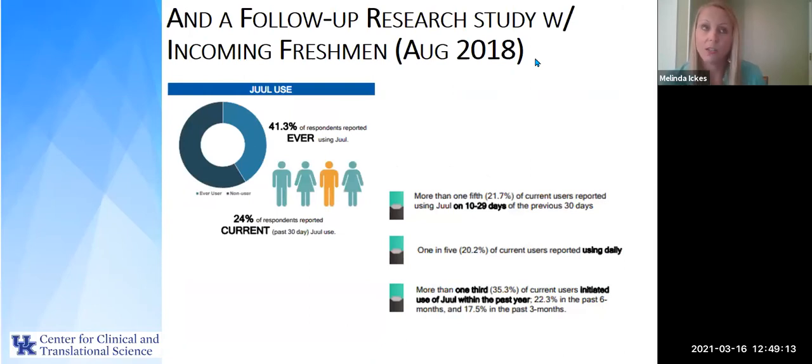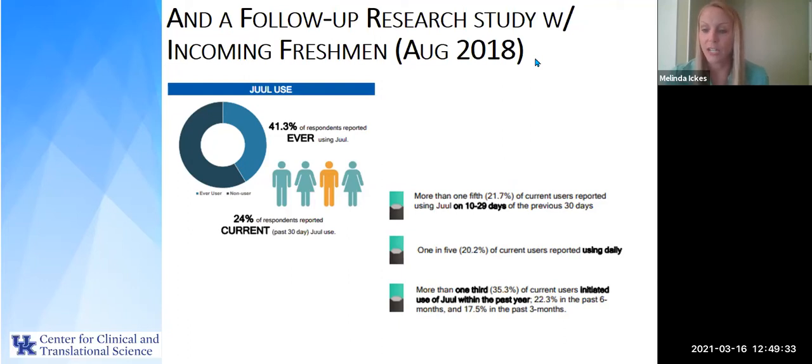So this is just a little bit about that follow-up research study. Here you can see that among our incoming freshmen, so those transitioning from high school, 41% had reported ever use, and then almost 1 in 4 reported current use. And again, we're talking about one particular brand of e-cigarette.